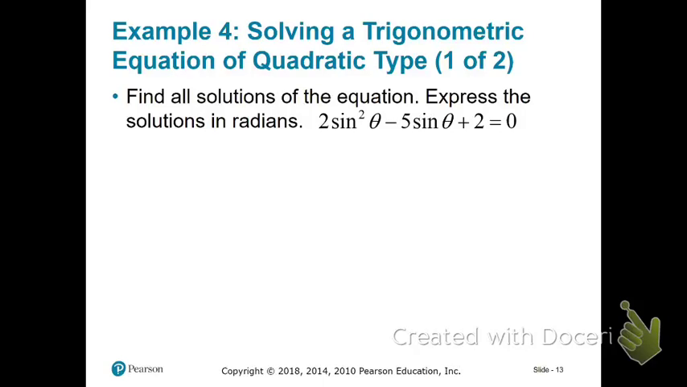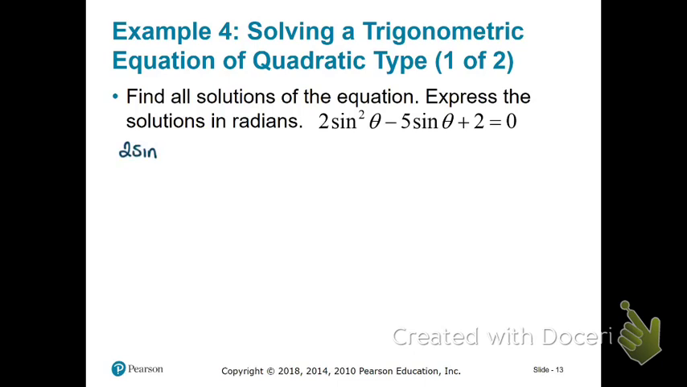All right, so example 4 says find all solutions of the equation. Express the solution in radians. So we look at what we've got here. We just have a trinomial, don't we? So can we factor that? Yes. So I'm just going to rewrite it here.